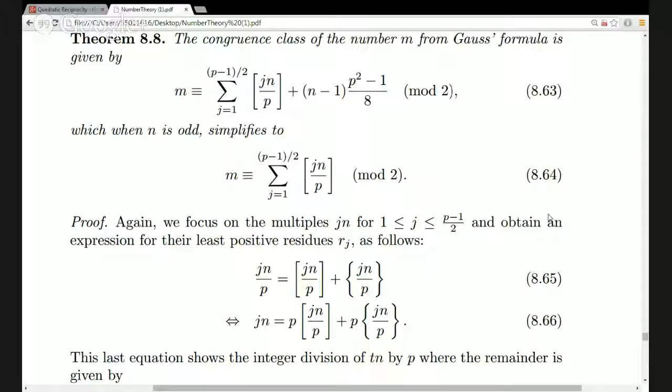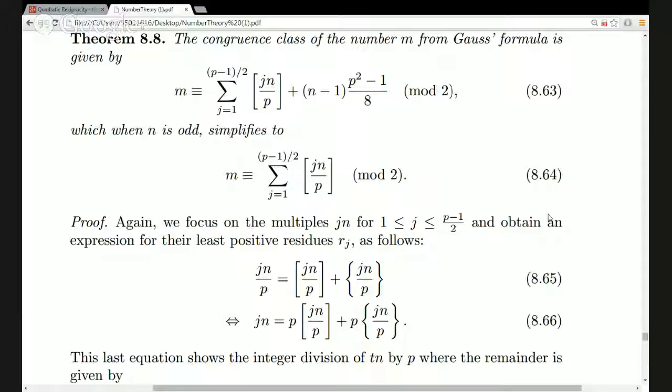So we're looking at these numbers, and we're looking at the remainders that they leave when you divide them by p. We're looking at their reduced residues modulo p. Now, this is where we bring in our floor and fractional part notation. If you look at the rational number j times n over p, we can write it like this, just replacing x with j times n over p.